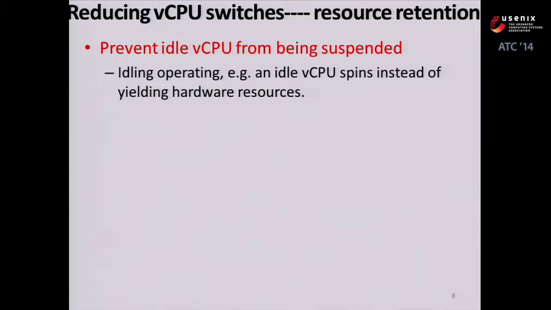Basically, there are two general methods to reduce the virtual CPU switches. One method is to retain the resources at a higher level of the software stack. This is to prevent the idle virtual CPU from being suspended. For example, we can use some idling operation in the guest operating system to prevent the idle virtual CPU from yielding hardware resources, so we can let it spin.